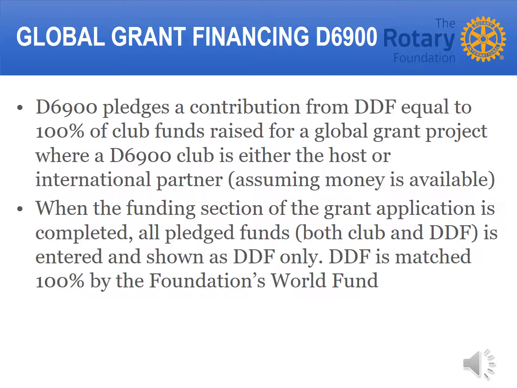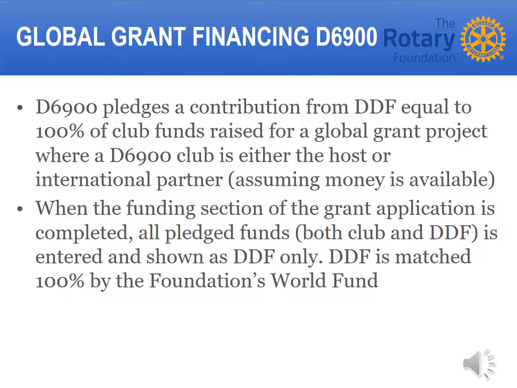Thanks to the generosity of Rotarians here in District 6900, we're able to finance global grants a little bit differently. When your club begins a global grant, the very first step is to call Ann Glenn, our District Global Grant Chair, to find out if there's DDF available. Present your project to Ann.